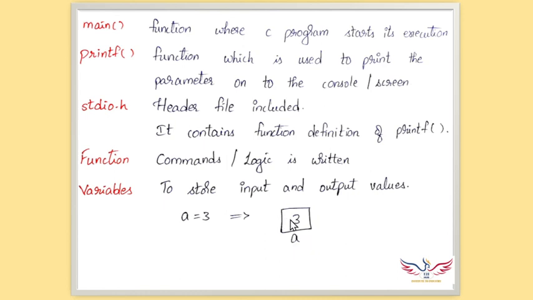Now can I change the value in this location? I can change it by writing a equal to 4. Then this 3 will be removed and 4 will be placed in place of 3. And where is that done? That replacement is not done in another memory location. In the same memory location, 3 will be overwritten by 4. Did you understand this? We will talk more about variables and functions in later classes. Okay. Thank you guys.